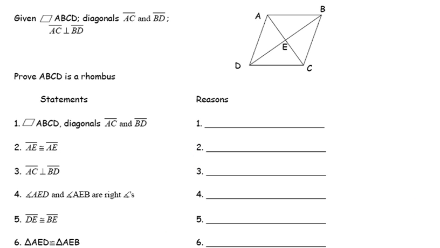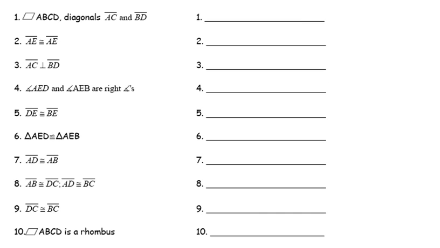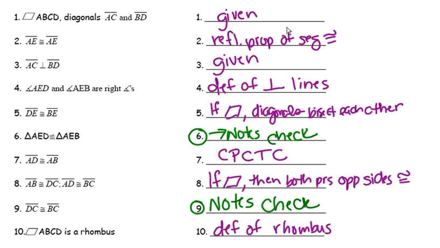One more proof. This one I want you to do, and then I want you to come back and check your answers. So fill in all of your reasons, and then come back and check and see whether or not you are right. Hit pause now. All right, so you should have gotten given, and then the reflexive property of segment congruence. The next one was also given. The fact that those are right angles is the definition of perpendicular lines. And then if we have a parallelogram, then the diagonals bisect each other.